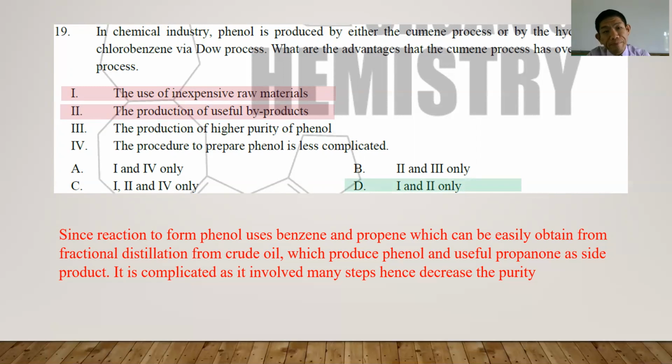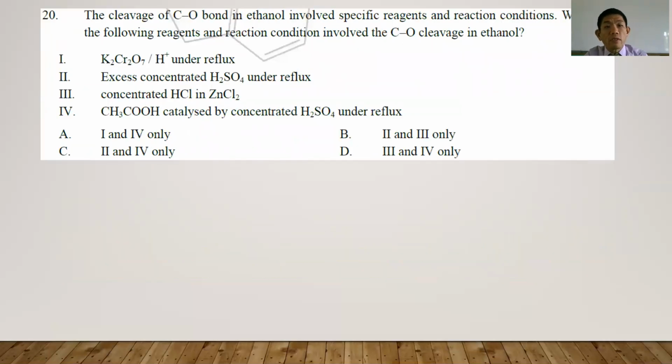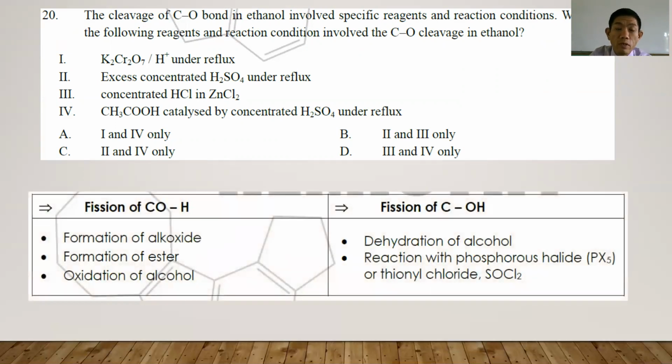Okay, D. Number 20, the cleavage of C-O bond in ethanol involves specific reagent and reaction condition. Which of the following reaction and reaction condition involve the C-O cleavage in ethanol? So this is the table that I show you which reactions are fission caused by C-O and which reaction caused by fission of O-H.